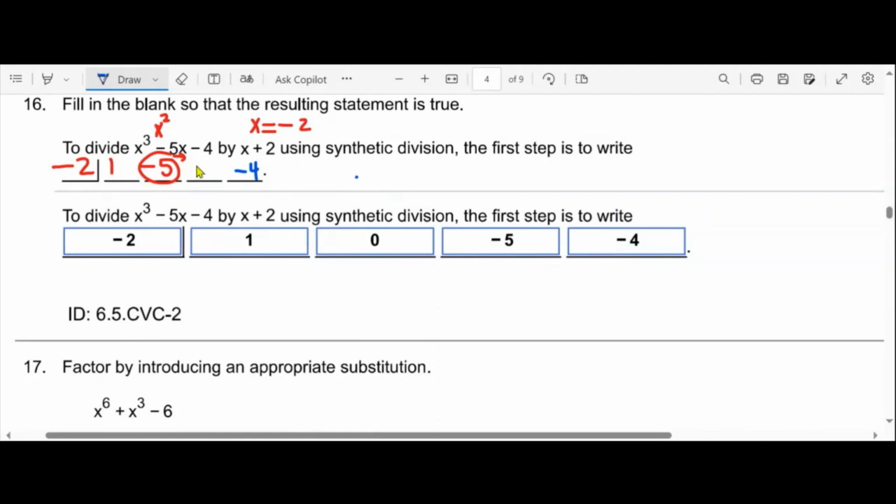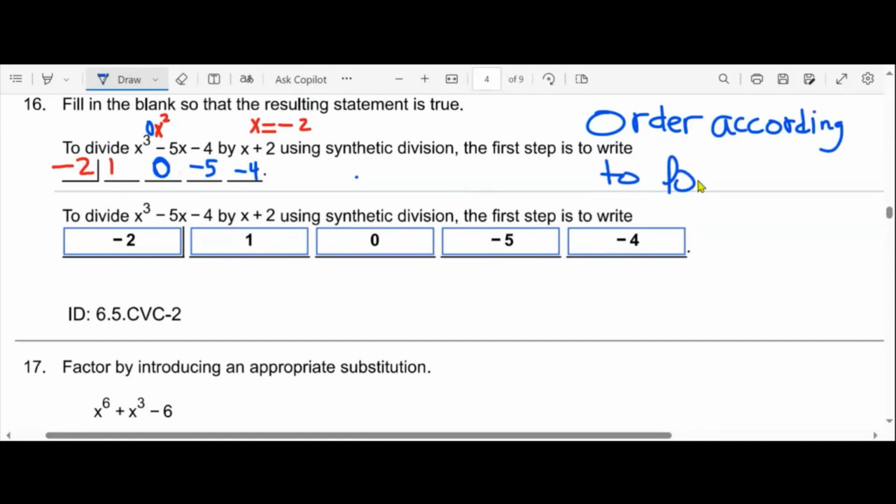Okay. So this becomes negative 5 here. And then you move this negative 5 and you put instead of it what? Remember this is 0 here. So you put 0. Because it has to be in order. Yes, but in synthetic division, doctor, when I have a missing degree, I have to replace it by 0? Yes. If you're missing a power, then you have to replace it with 0.